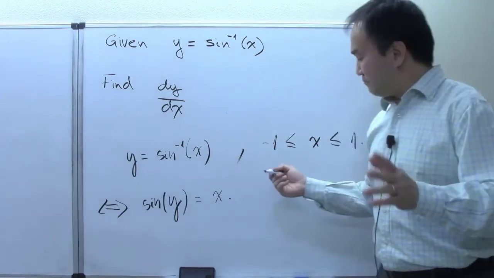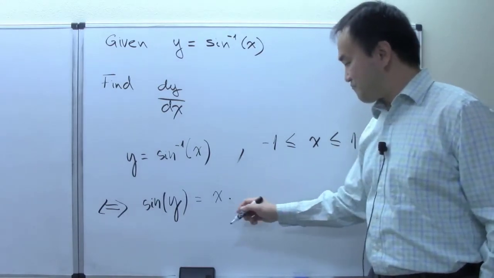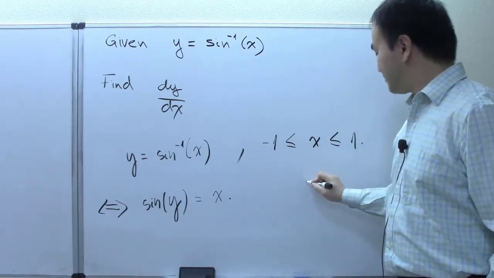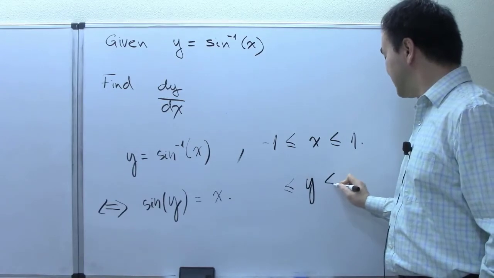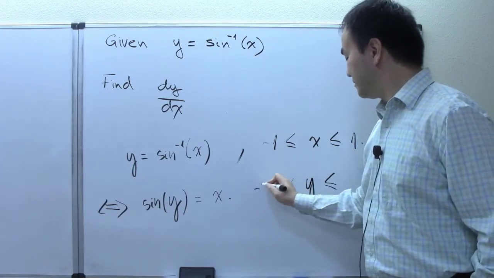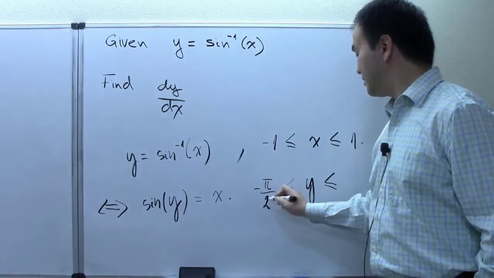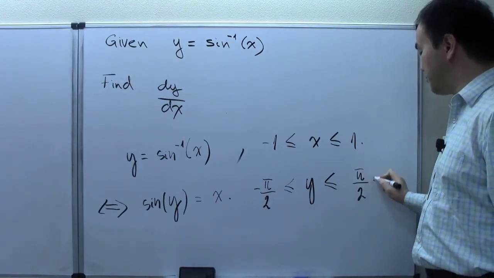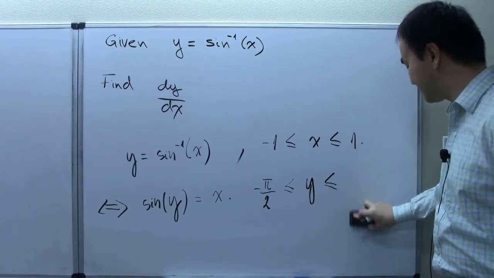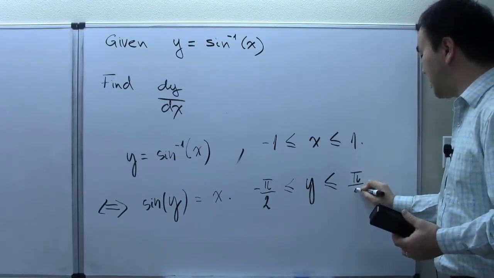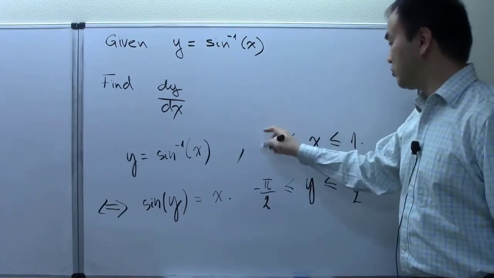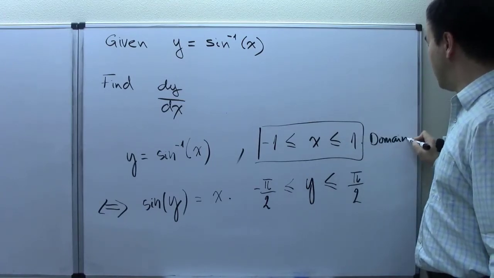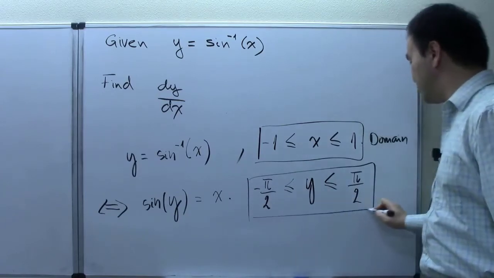And then another reminder, but I'm not going to throw in too many explanations. The output of this sine inverse, the range of this sine inverse, is internationally agreed to be anywhere only from -π/2 to positive π/2. Okay, so this is the range, and that's the domain. This is the domain, and this is the range of your function.